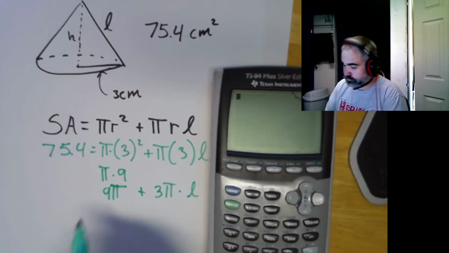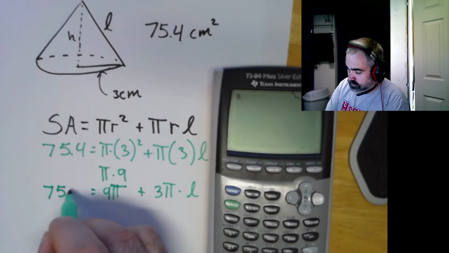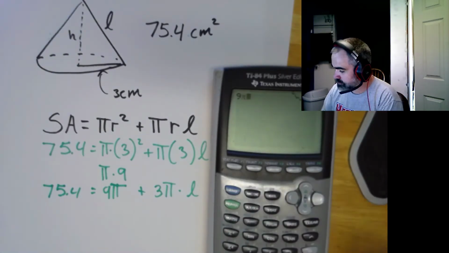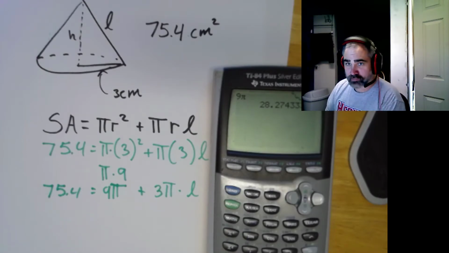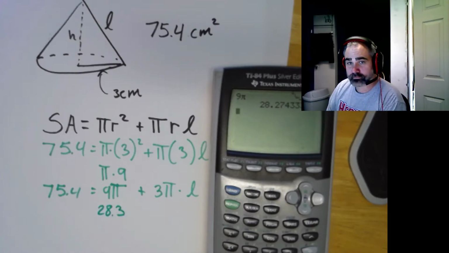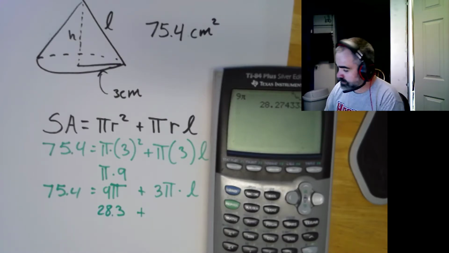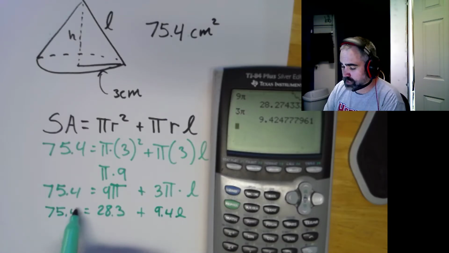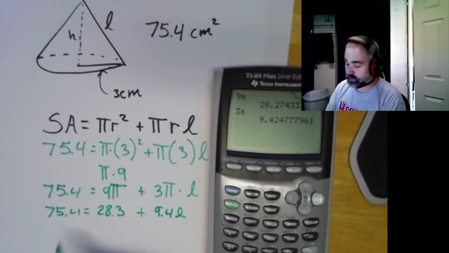So here's my equation right now. 9 pi, 9 times pi. That's 28.3 or so. Plus 3 pi. And that's 9.4. So it's 9.4 L. And this is something that they would give you as a hard problem in 6th grade algebra. You got one variable, you have to subtract. Okay? Remember to use your calculator to make this easier.